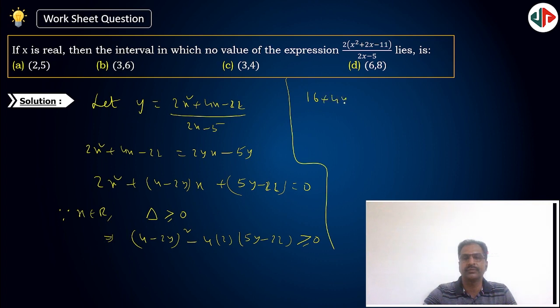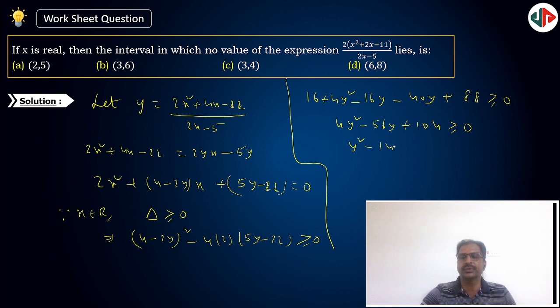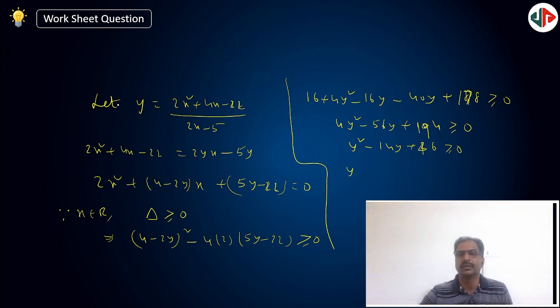16 plus 4y square minus 16y minus 40y plus 88 is greater than or equal to 0. So 4y square minus 56y plus 104 is greater than or equal to 0. You can divide by 4. y square minus 14y plus 26. Now let us write factors for this. 176, this is 176. So 176 plus 16, 192. If we divide by 4, 48.